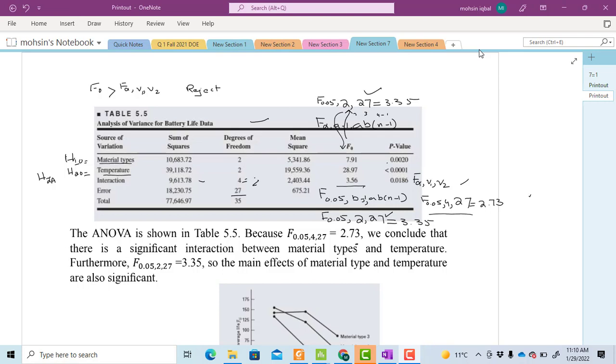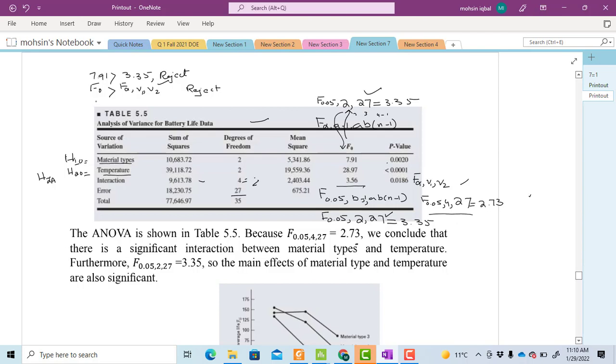Okay, so now we have calculated all of the values, we know the criteria, so we are going to compare this criteria for the first one, material. The material value we have is 7.91. Is 7.91 greater than 3.35? Yes, it is greater. So we say that we reject the null hypothesis, as our F naught value is greater than the F distribution value. Okay, and it is found that there is a significant effect of material types on the battery life.